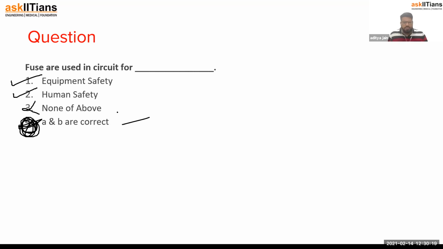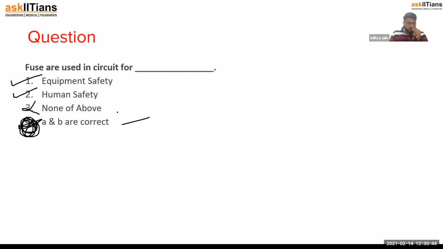So I hope these two topics, electric fuse and domestic supplies or domestic electric circuits, are clear to you. Yes or no? So what is an electric fuse? An electric fuse is that component which saves your electrical appliances from any damage during overload or short circuiting. What is short circuiting? Whenever live wire touches neutral wire, that condition is known as short circuiting.